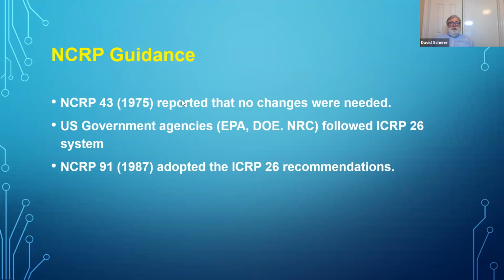Two years later, the NCRP issued report number 43, saying that they didn't need any changes and essentially didn't want to go along with the new ICRP system. However, around that time, U.S. government agencies decided to follow the ICRP 26 system. So the EPA, the DOE, and the NRC sort of forced the NCRP's hand. And in 1987, they adopted recommendations that were consistent with the ICRP 26 recommendations.